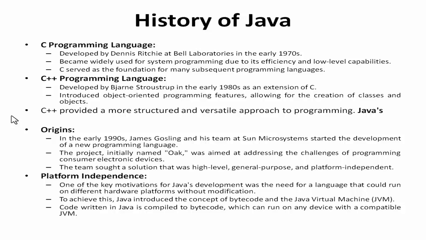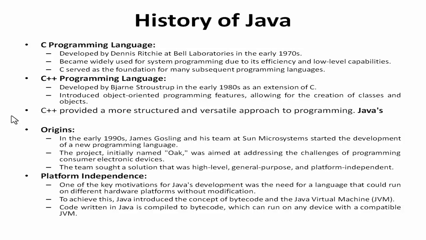History of Java. First, what are the basics we are going to use in Java? We are using the C language and the C++ programming language. For example, the syntaxes and semantics which we are using, like conditional statements, loops and other kinds of things, are implemented by using the C and C++ programming languages.